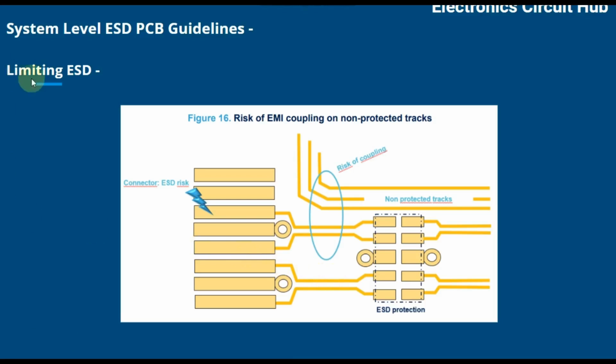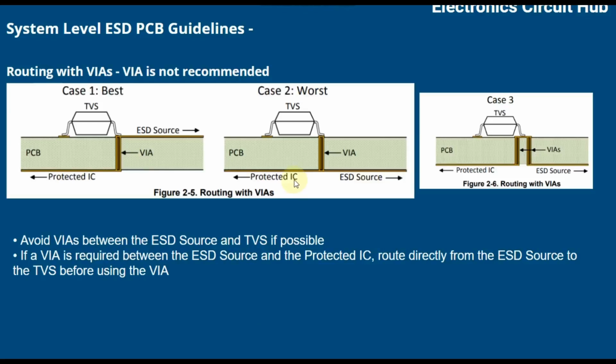Another thing is limiting ESD. As I already spoke about connector ESD, this is the connector, and if you are routing your non-protected tracks near the ESD path, there is a risk of coupling the ESD issues to the adjacent track. This is another routing technique. You can see here, this is case 1, that is the best case. This is case 2, that is the worst case, and that is case 3.